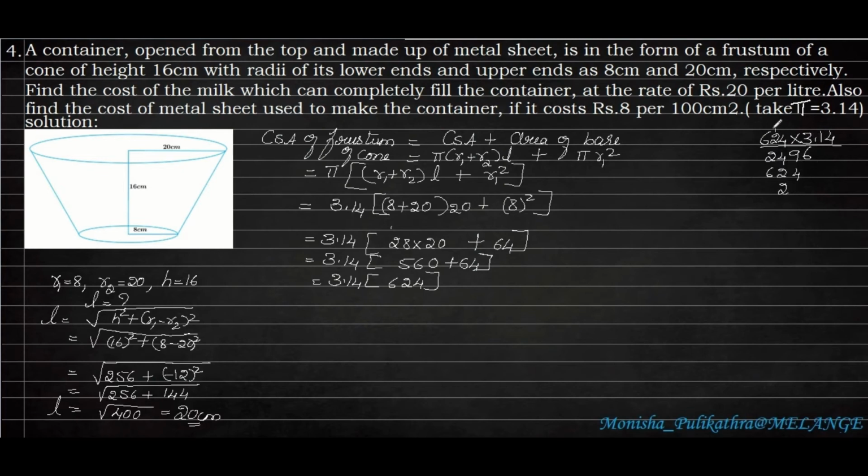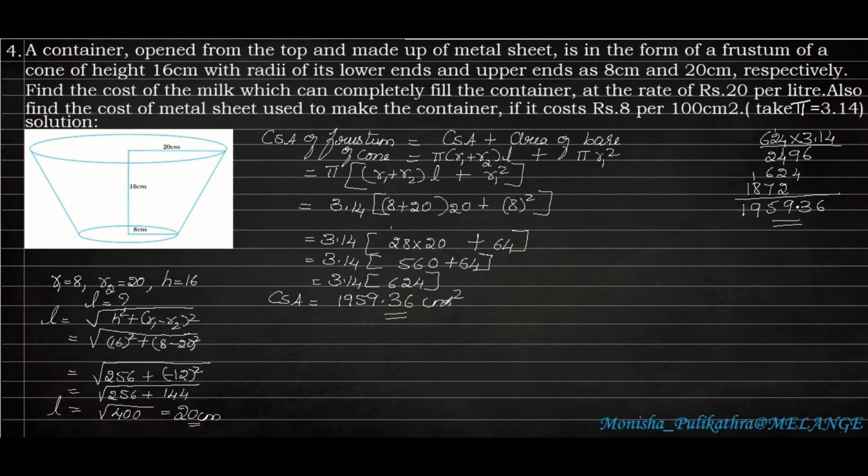Next 3 4s are 12, 3 2s are 6 plus 1, 7, and 3 6s are 18. So 6, 13, 9, so 15, 9 and 1. After 2 digits we have to put a point here. So the curved surface area of the frustum of the cone is 1959.36 centimeter square. So CSA is given by 1959.36 centimeter square. But the problem will not end here.